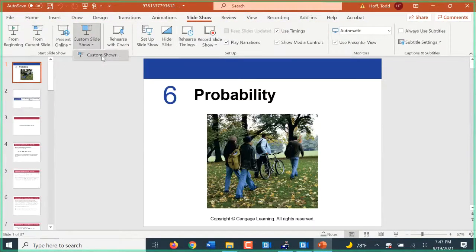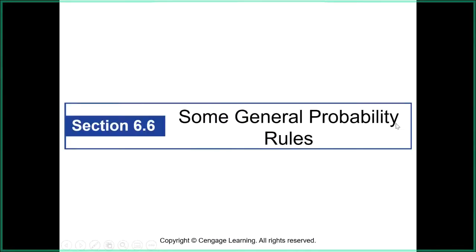Sorry about the clunkiness here. The textbook chooses to break things up into little pieces. So, some general rules of probability.